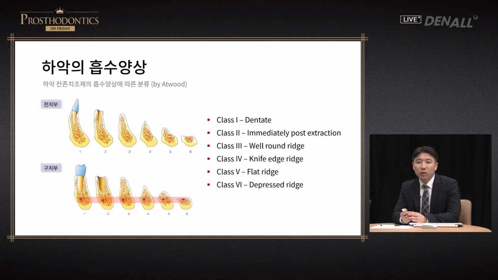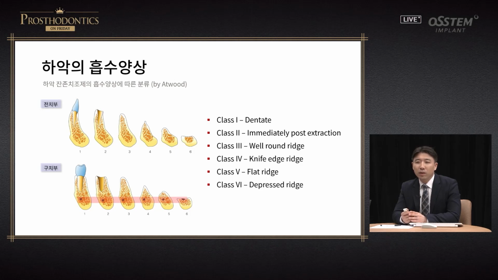Class 3 is a well-rounded ridge, which has very little horizontal and vertical bone loss. In other words, a nicely healed socket. If we can make a denture in this state, then we can get really good results, but actually not all patients have this kind of condition.